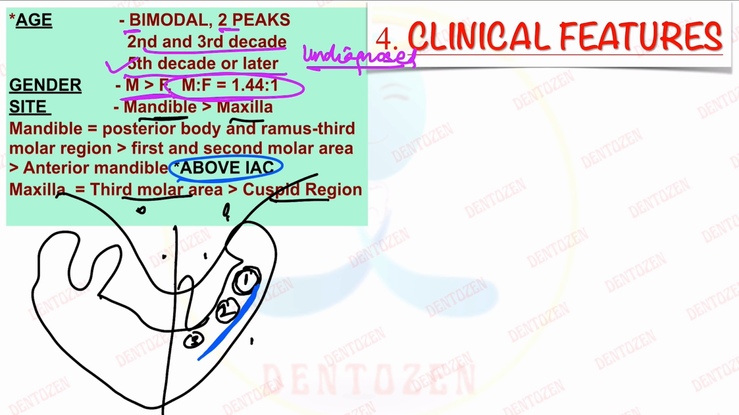Now, these OKCs can start on one side, can cross the midline, and can go to the other side of the jaws. Is that seen? Some studies have reported that, but others have not seen it. So for entrance, you can stick to that the OKCs do not cross the midline.